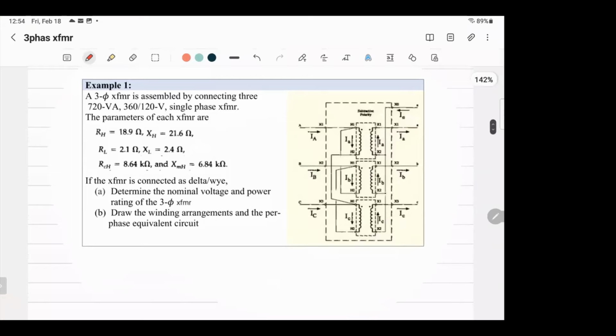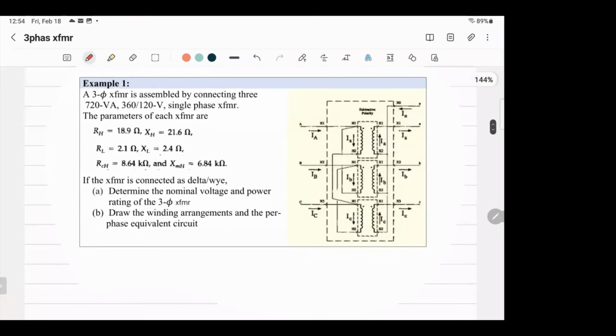Take this example. Right, a transformer. I just write it like X, F, and R. A three-phase transformer is assembled by connecting three transformers, each 360 and 120 volts, with the primary 360 and the secondary 120.